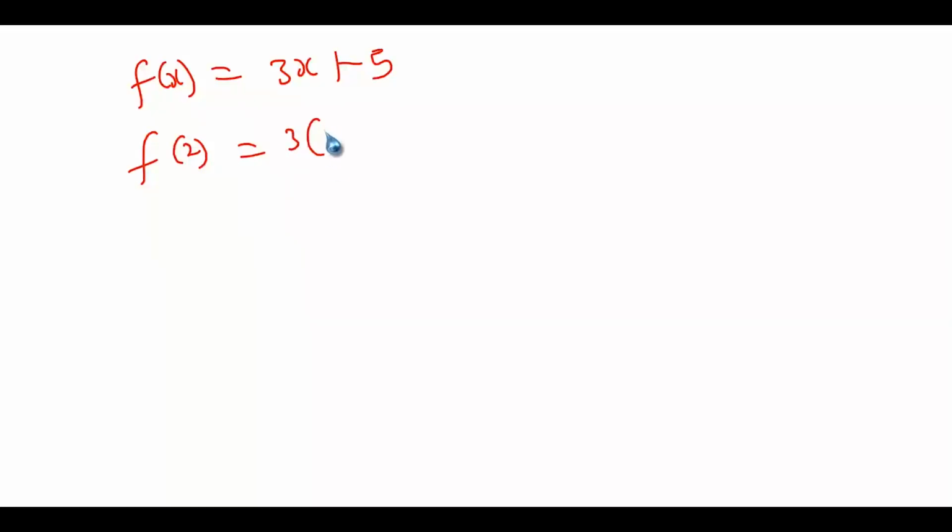Let's look into an example. Take for instance, you have f of x equals 3x plus 5. This is a function and you want to find f of 2. So what you need to do here is to put x equals 2. That is, anywhere you see x, you put 2 there. So f of 2 will be 3 into 2 plus 5. Then 3 into 2 will be 6, add 5, and this will be 11. So that is f of 2.